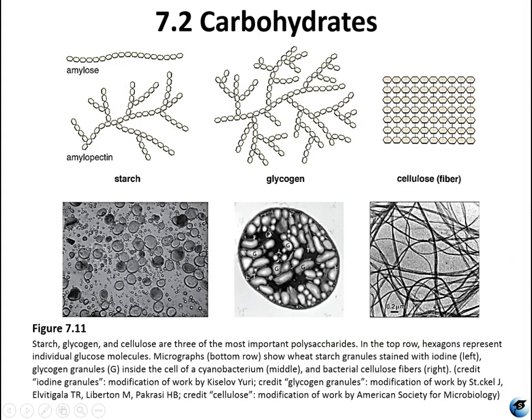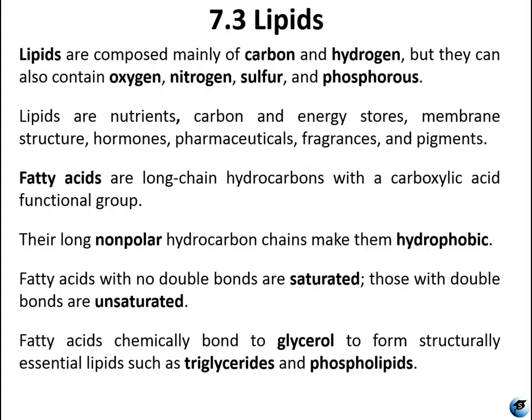Here is some starch and glycogen and cellulose. So these are their structural diagrams, like their chemical diagrams, and then these are some electron micrographs of starch, glycogen, and cellulose. Cellulose is very fibrous. It's very tough. Lipids are mainly carbon and hydrogen, but they also can contain oxygen, nitrogen, sulfur, phosphorus.